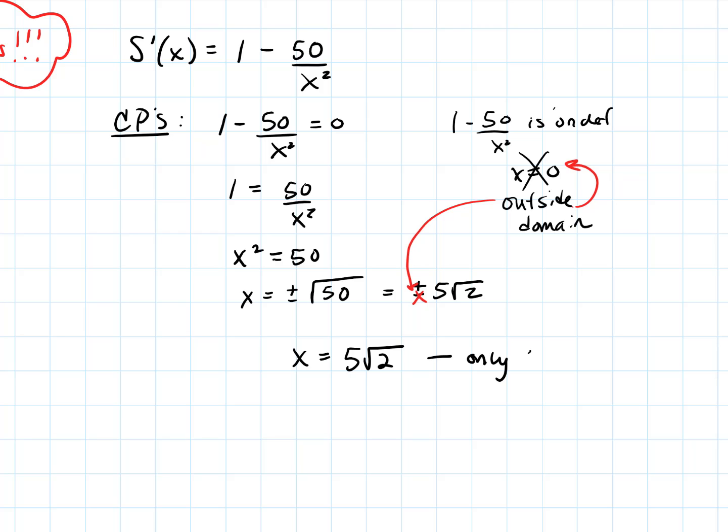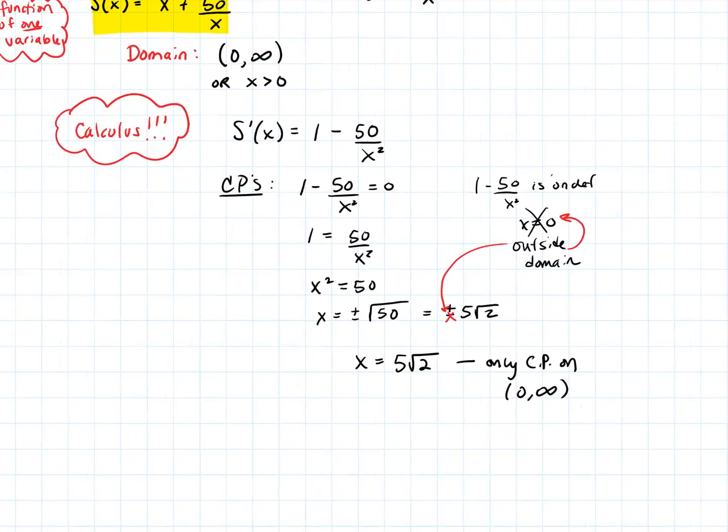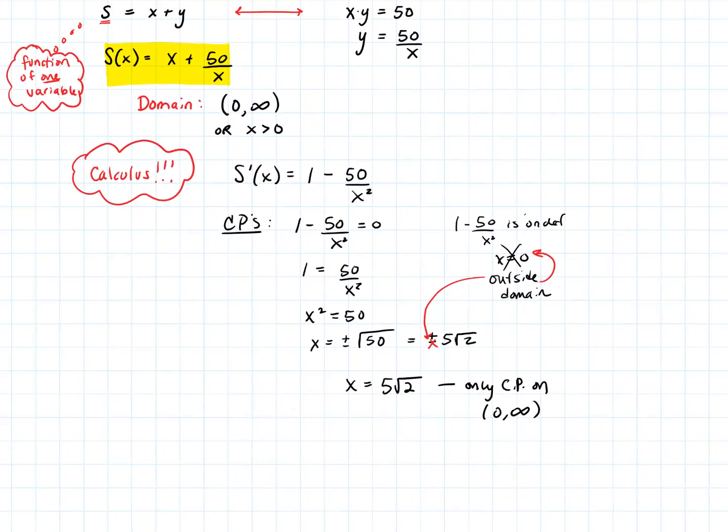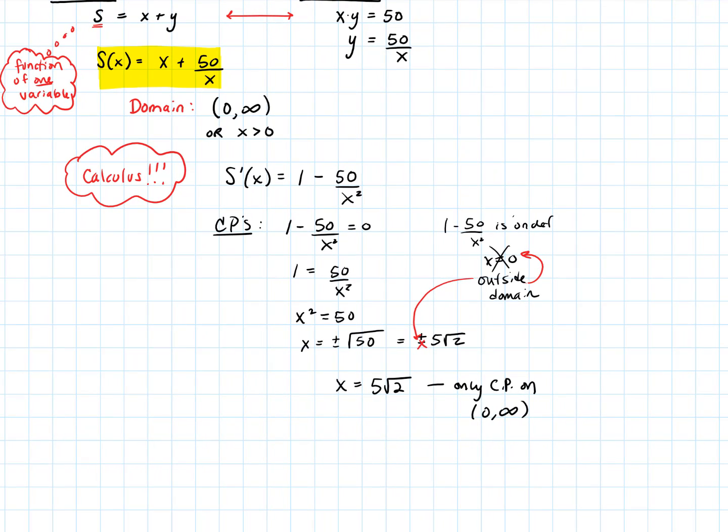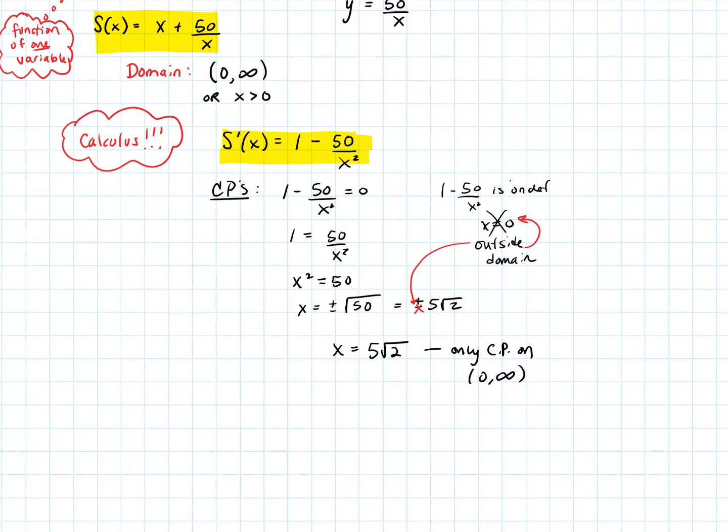Okay, so the only critical point on the interval from 0 to infinity. So we have just a single critical point on that interval. I'm going to highlight our derivative so we keep it in focus on the screen. And now let's take our sign chart and determine if that critical point is a max, a min, or neither for that matter.